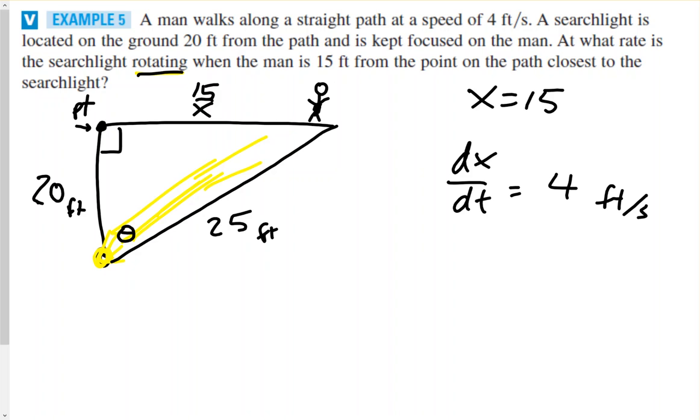Well, let's see, if we have the original setup with the X and the 20, and we're looking at this angle, think about what we're trying to find. It's saying at what rate is the searchlight rotating? That means we're looking for d theta/dt, because that'll give us the rate at which this angle is rotating.